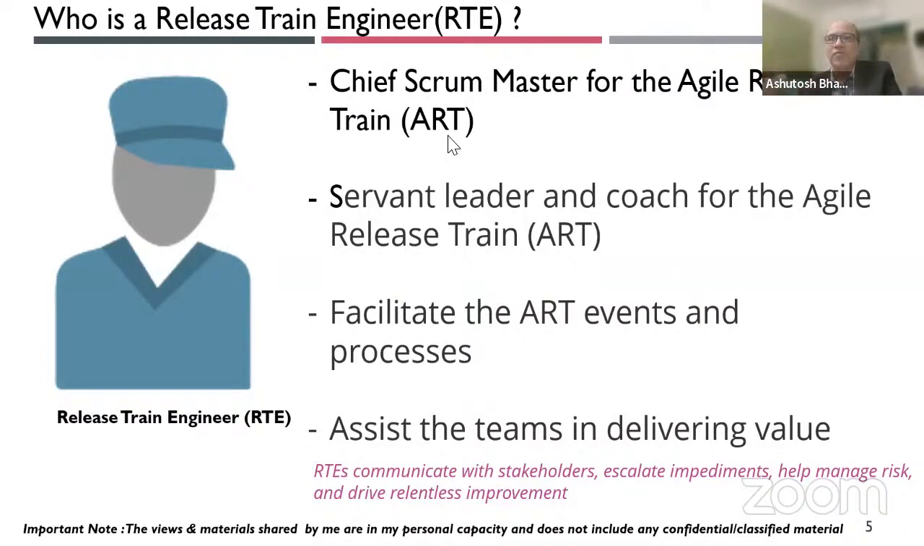So there are multiple ART events. Okay, there are multiple ART events which are there, and obviously we are not going into the details of them, but you have the PI planning meeting, you have the inspect and adapt workshop, you have the system demo. So there are multiple ART events and processes which the chief scrum master is going to work towards, and someone who will assist the team in delivering value. Okay, this person is the one who's going to deliver the value, right? Someone who's going to assist the team in delivering the value, and someone who will remove impediments and blockers and also do risk management. So that's a multifold or a multi-dimensional set of activities which have to be done.